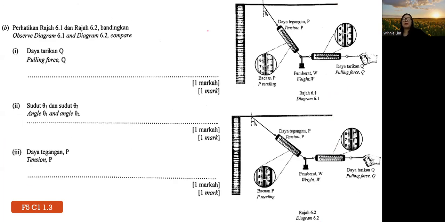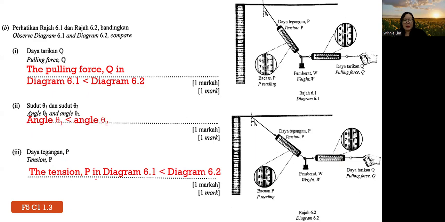Okay, so observe the diagram. First they ask you to compare the pulling force. You are looking at the spring balance readings here and here. So Q in 6.2 is greater. Then next is the angle. This one is also greater, the second one. And the tension, this is 7, this is 8 point something. All of them in diagram 6.2 are greater. So this is how you write it. Write the title, the pulling force Q, then the angle theta, and the tension, mentioned like that. Vice versa can also be accepted.